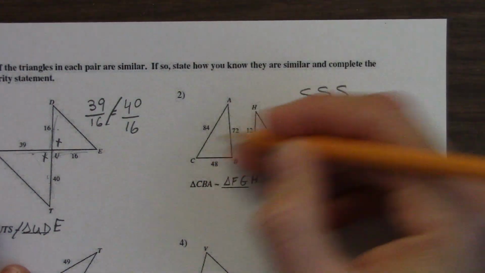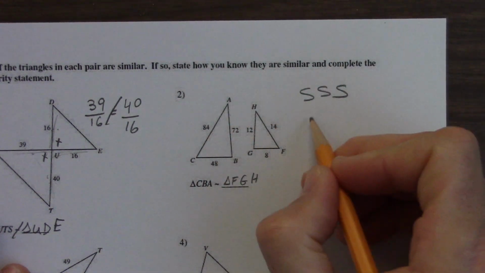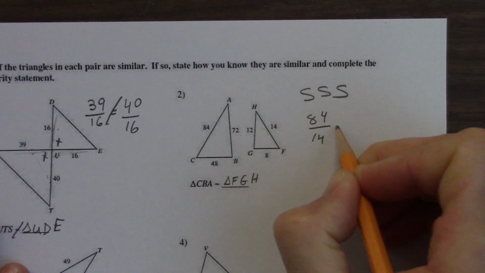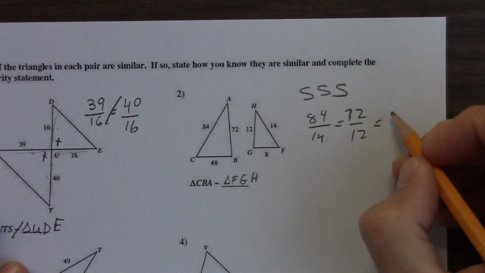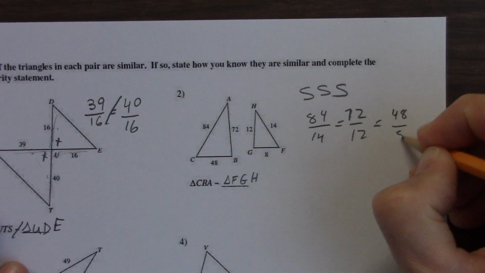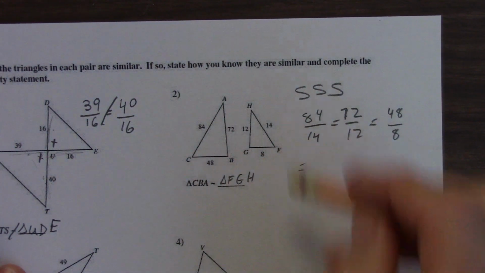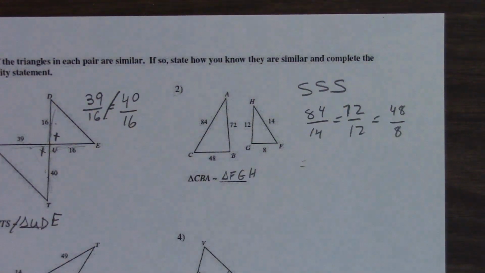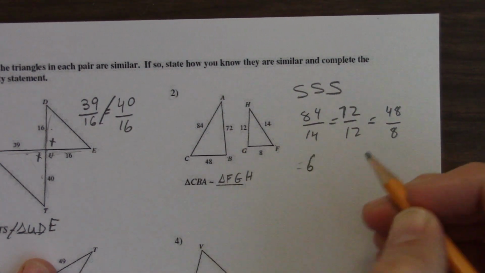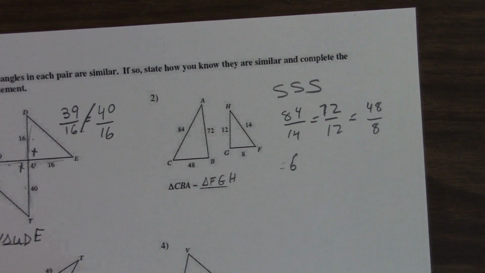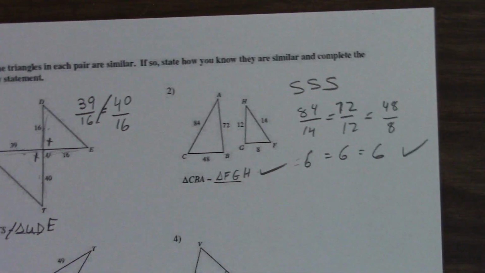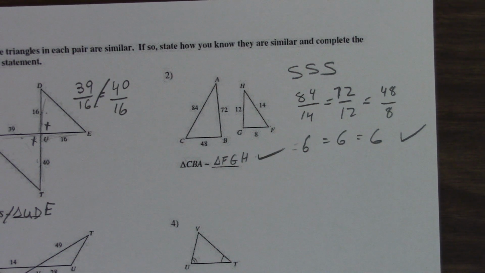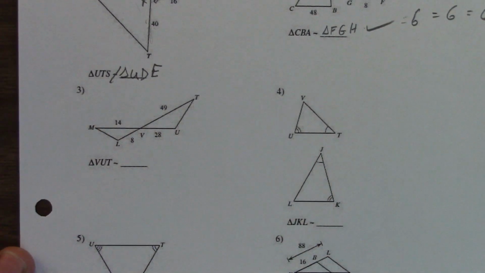If we don't want to do all the letters, let's just do the sides. We'll do the hypotenuse first. 84 over 14, is that equal to 72 over 12, is equal to... We get 6. We get 6. And we get 6. So yes, they are similar. All right, quickly, let's just talk about which one to use now.